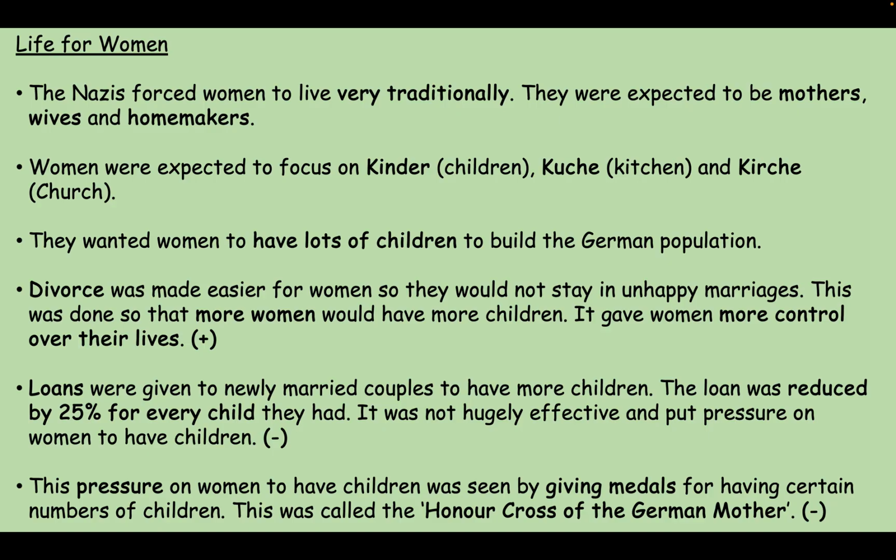The Nazis offered loans to newly married couples, and the idea was you got this lump sum of money, or you could have it in items for your home as well, like cookers and fridges and things like that. So you could have the money or the items. And the idea was that you would have to pay this money back. But for every child you had, they took 25% of your loan off you. So every time you had a child, your loan was reduced by 25%.